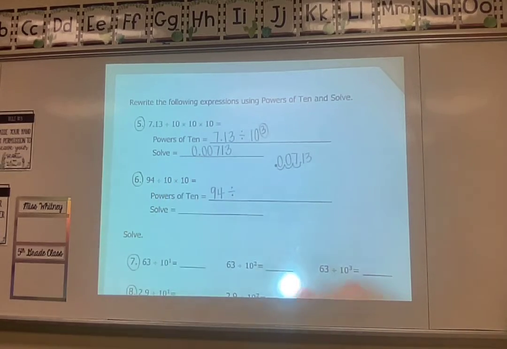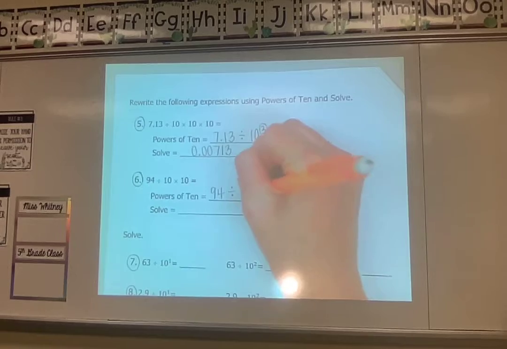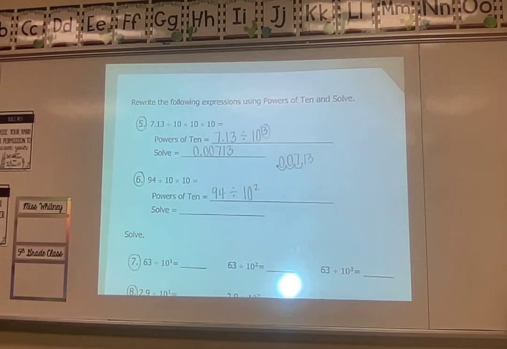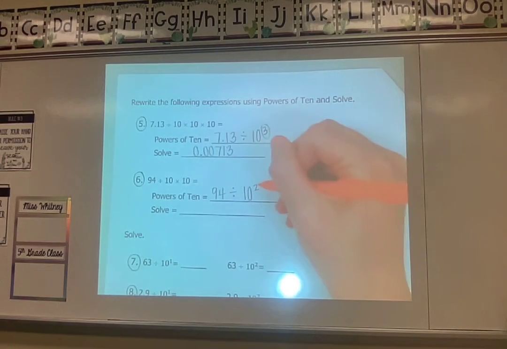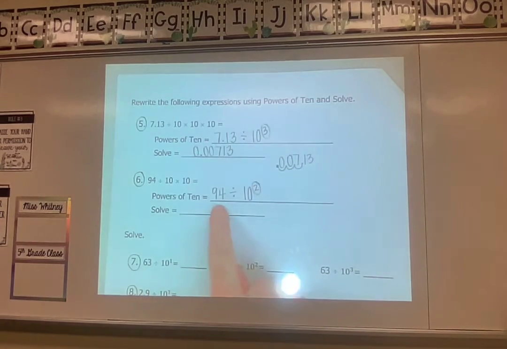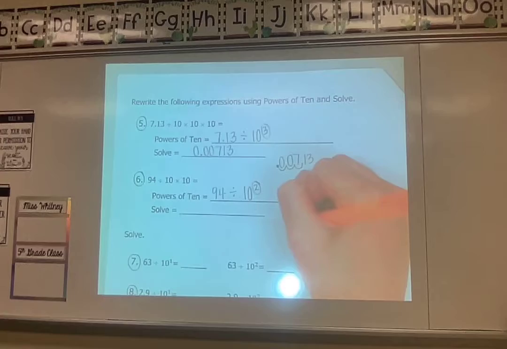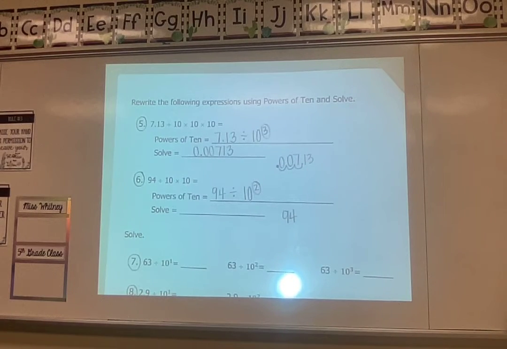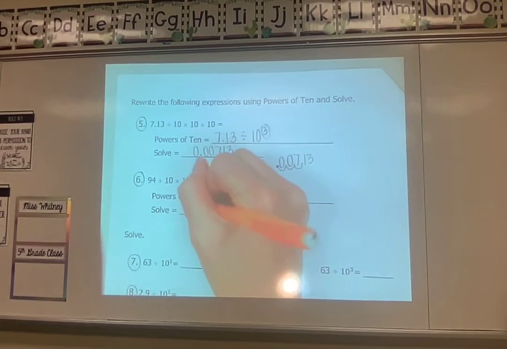There are 2 of them, so that would look like 10 to the power of 2. Then I need to actually solve this. Remember, my 2 tells me how many spots to move my decimal, but 94 does not have a decimal. Remember, if a number does not have a decimal, we add it at the very back. So I would add it right there. Now I'm going to move that decimal 2 spots to the front because I'm doing division. So 1, 2, that means my answer would look like 0.94.